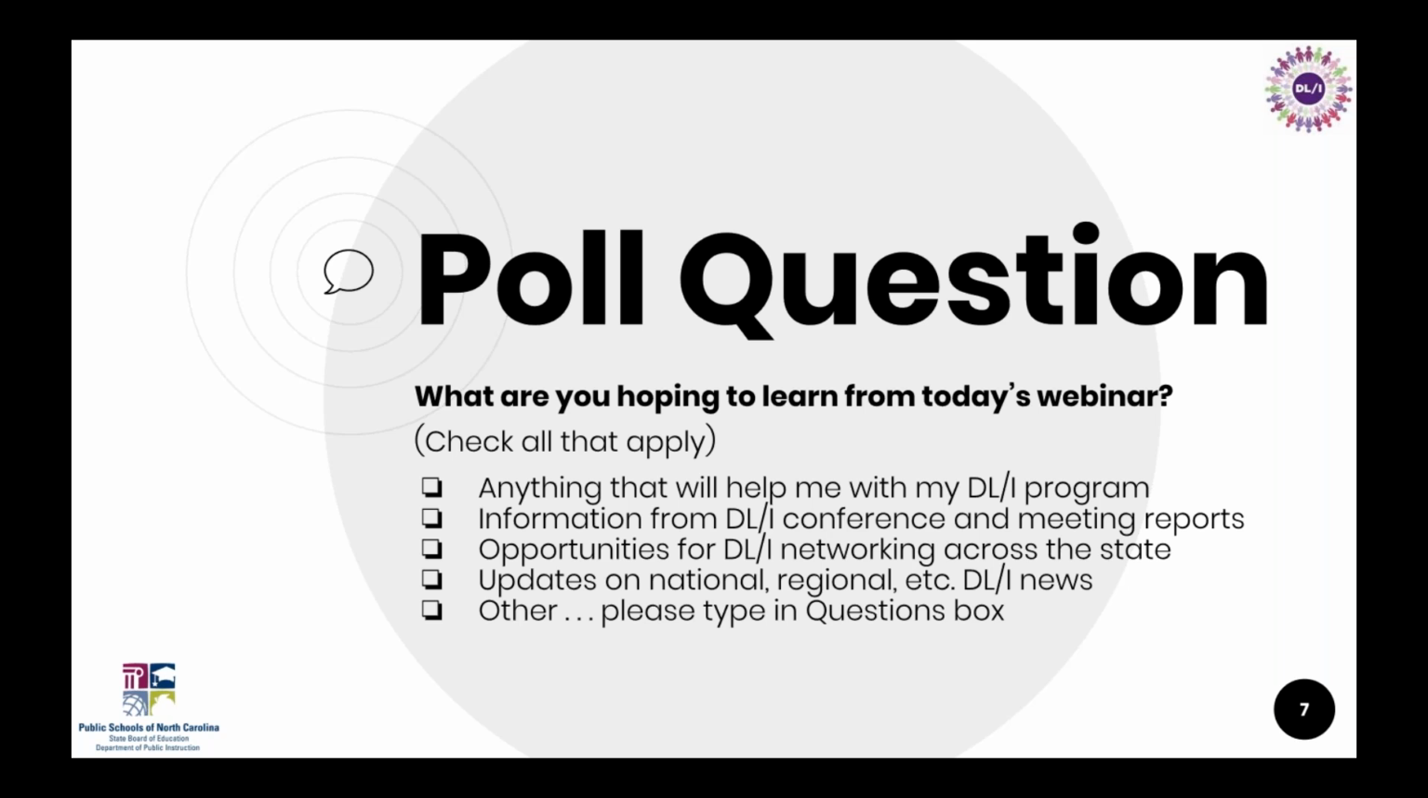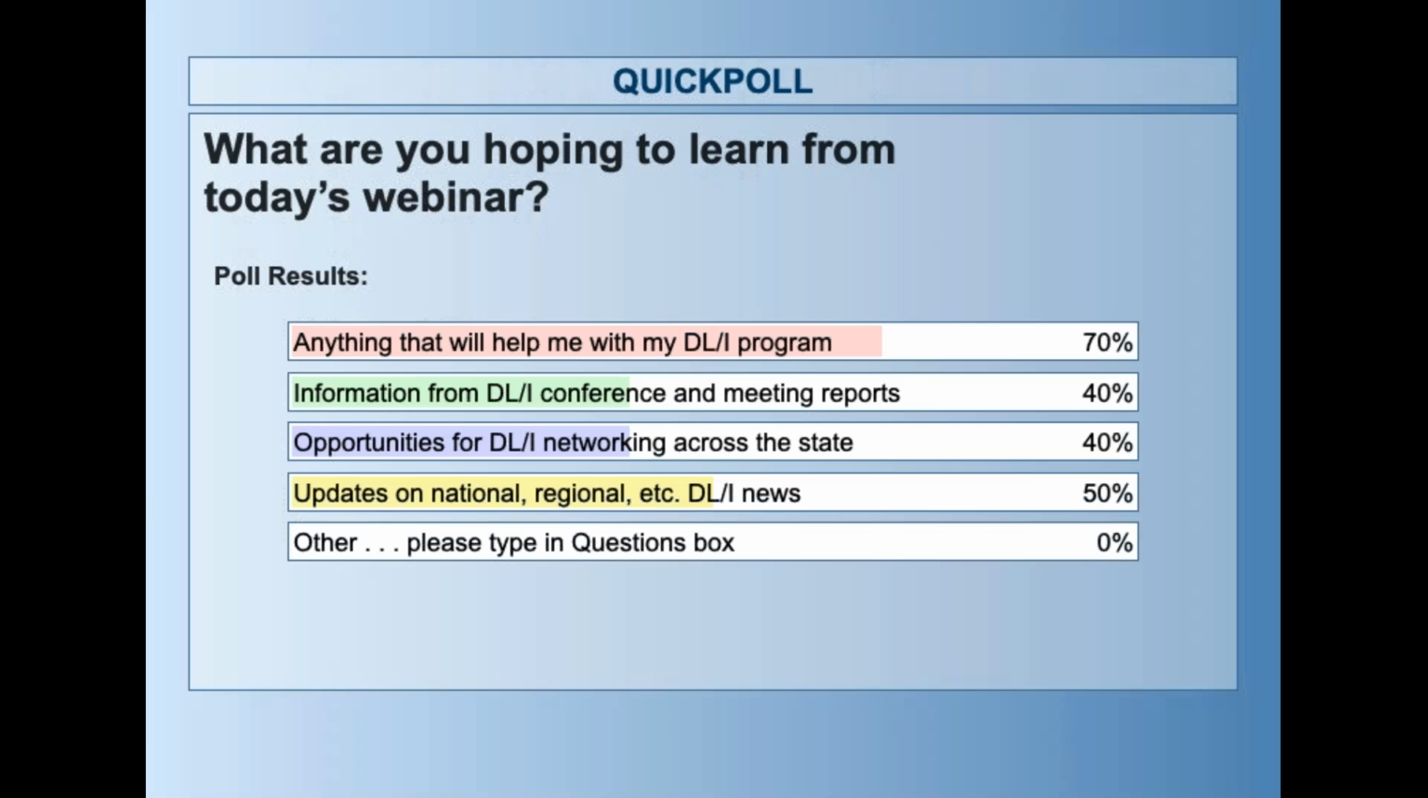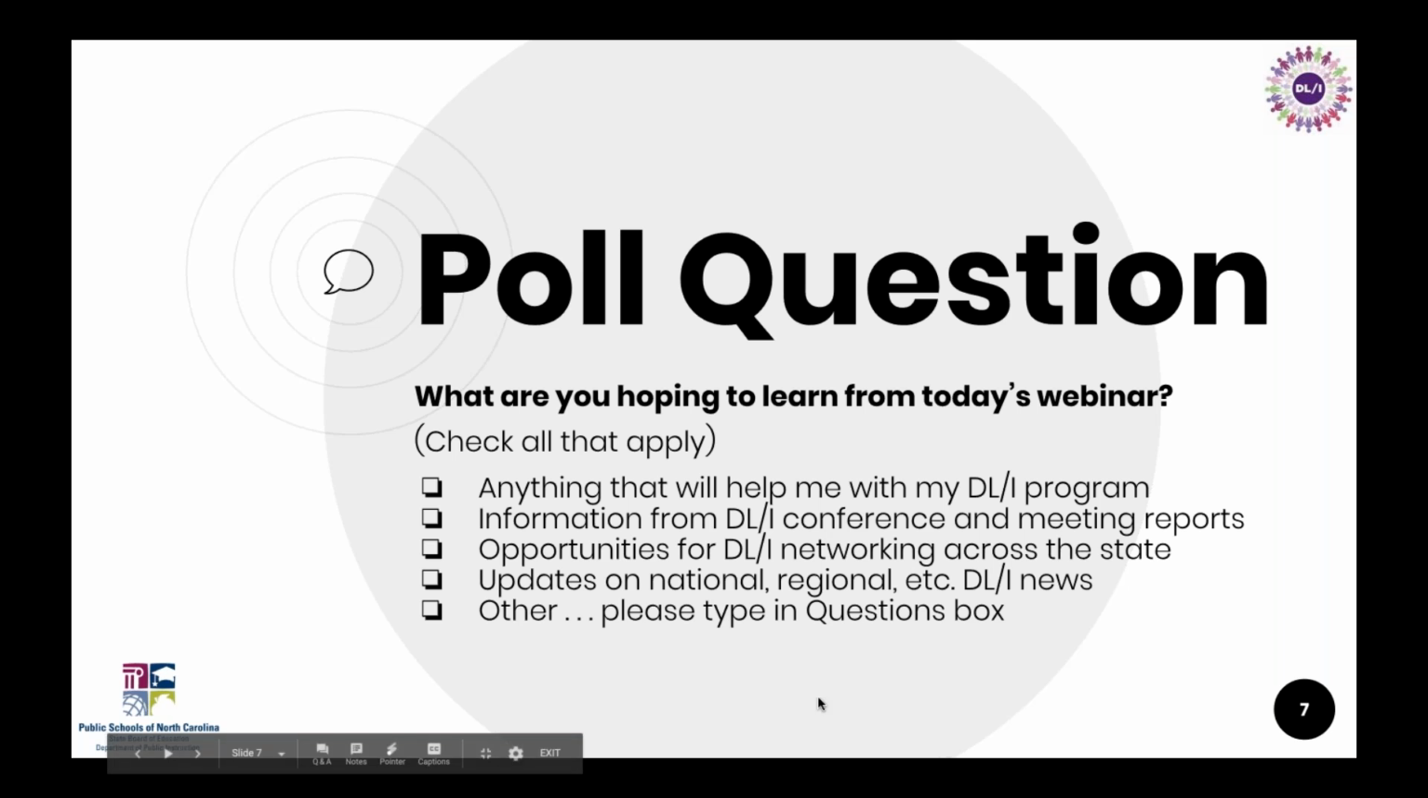All right, let's take a look at our results here. Anything that will help me with the DLI program, 70%. That's awesome. And then we've got information from conferences and the opportunities. Both of those are 40%. And then the updates on the national and regional news, 50%. I do believe this webinar is going to give you all of those things and possibly even a little more. So thank you for participating in the survey. And let's get rolling with some of our topics here.